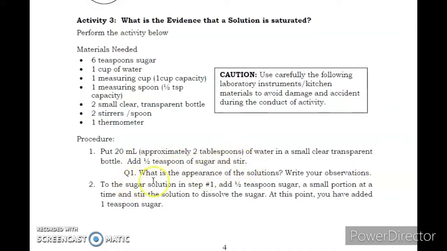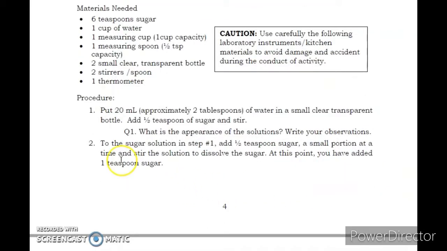Then, answer question number 1. What is the appearance of the solutions? Write your observations. Then, procedure 2. To the sugar solution in step number 1. So, isang baso lang yung gagamitin natin. Hindi pala dalawa, isa lang. So, you're going to add another 1/2 teaspoon of sugar, small portion at a time, and stir the solution to dissolve the sugar. So at this point, you have added 1 teaspoon of sugar. So you make sure that you're going to write down your information or data in terms of the number of 1/2 teaspoon of sugar that you are adding at a certain time.